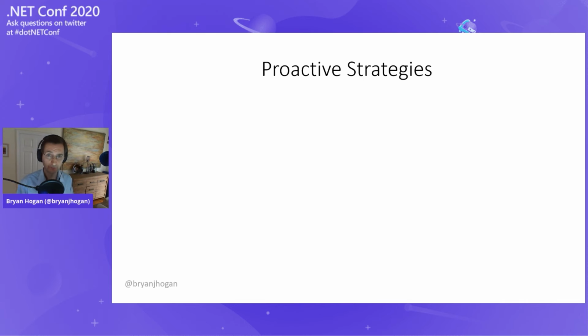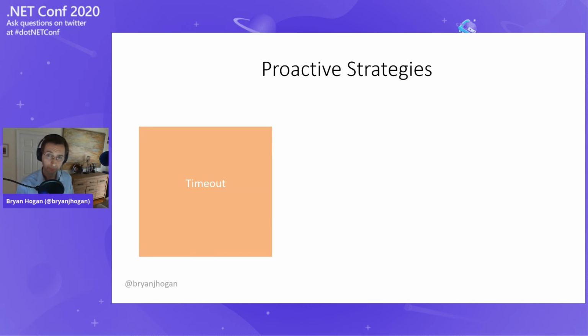On the proactive side, these are policies that monitor ongoing events and attempt to prevent problems from occurring, or they'll try to stabilize your system or potentially let it fail gracefully. Polly has 3 of these.